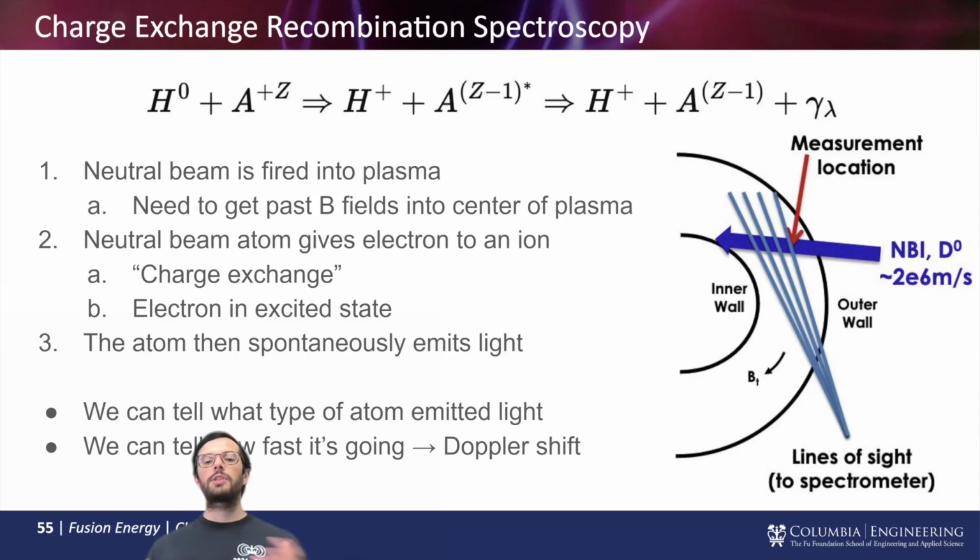And we can also tell something about the energy, because we've put that electron onto that plasma ion, and it's still jiggling around at its temperature. So when it emits that light, we get that Doppler broadening, which we talked about before. And so that can tell us something about the temperature in the middle of the plasma.